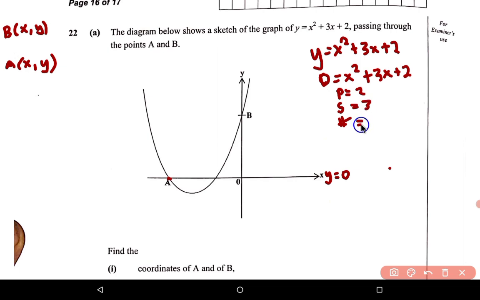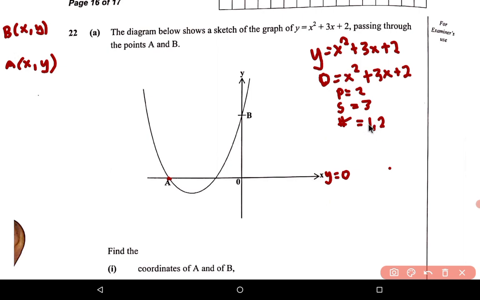We need two numbers that, when you multiply them, give you positive 2, and when you add them, give you plus 3. These two numbers are 1 and 2. 1 times 2 is 2, which is the product, and 1 plus 2 is 3, which is the sum. Since the coefficient of x squared is 1, these are the factors.